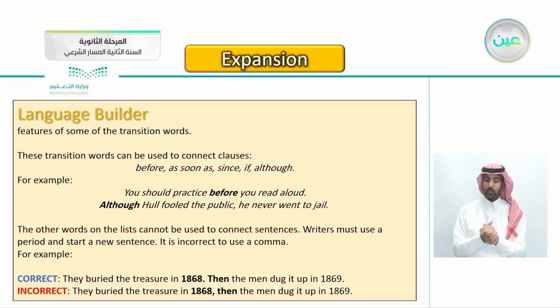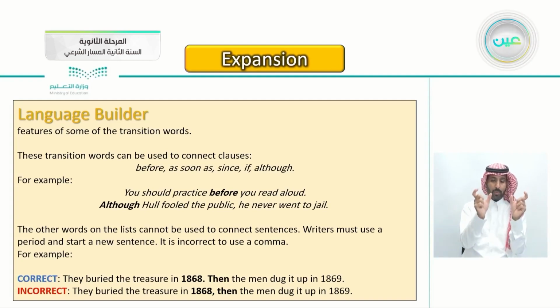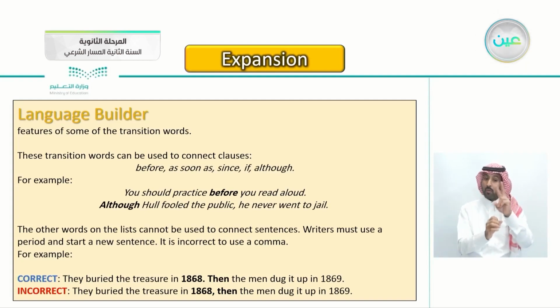So here's a language builder for you: some features of the transition words. These transition words can be used to connect clauses: before, as soon as, since, if, and although. For example, you should practice before you read aloud. So before is connecting these two clauses. Although Hull fooled the public, he never went to jail. So although is connecting these two clauses.